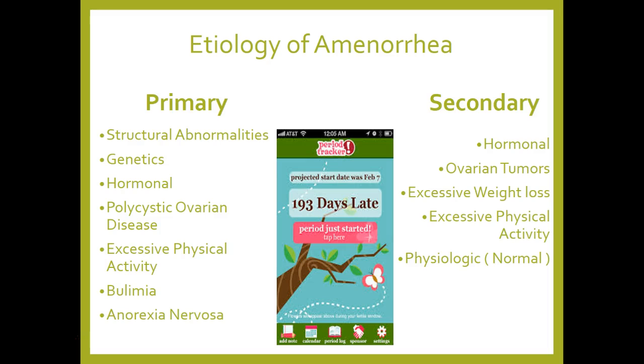So here is the etiology of amenorrhea. Remember, we have primary and secondary. Primary is the absence of a period by age 16. Secondary is the absence of a period for 6 months in previously menstruating girls. All right, so primary: structural abnormalities, genetics, hormonal, it can be PCOS, excessive physical activity, bulimia, or anorexia. Secondary can be related to hormones, ovarian tumors, excessive weight loss, excessive physical activity, or it can be normal, right, because of breastfeeding, pregnancy, or menopause.